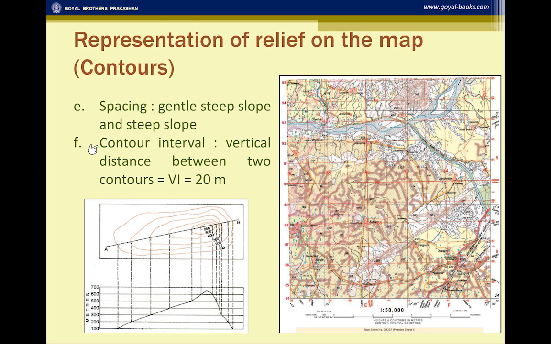The contour interval between the two contours is 20 meters. So it is called the one vertical interval. VI is equal to 20 meters. You can see here the gentle slope and the steep slope. Here the contours are drawn close together, whereas here for gentle slope they are drawn far apart.